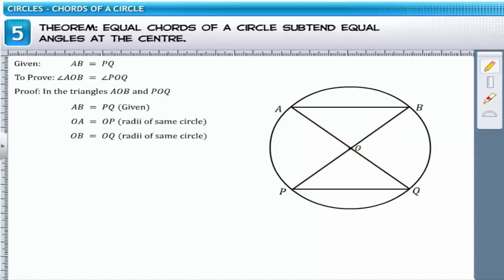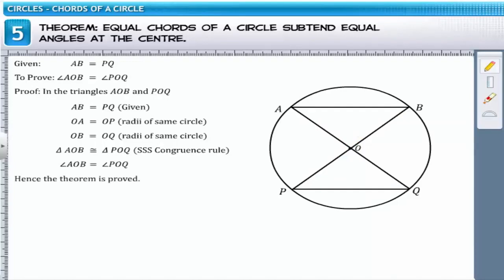Since corresponding sides of triangles AOB and POQ are equal, the two triangles are congruent by the SSS congruence rule. This also means that angle AOB equals angle POQ, since they are corresponding angles of congruent triangles. So we have proved that equal chords of a circle subtend equal angles at the center.